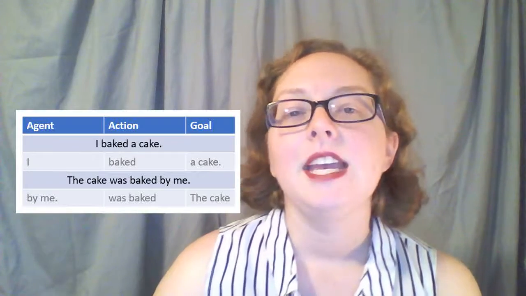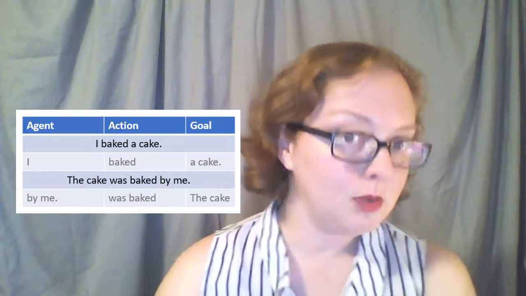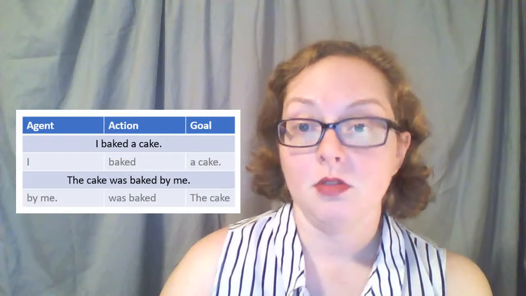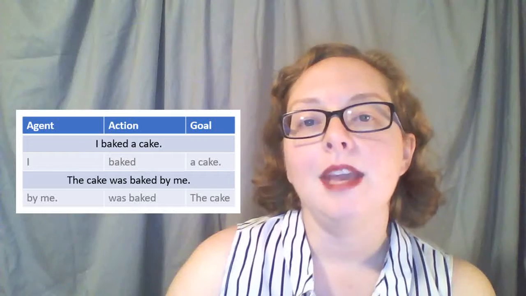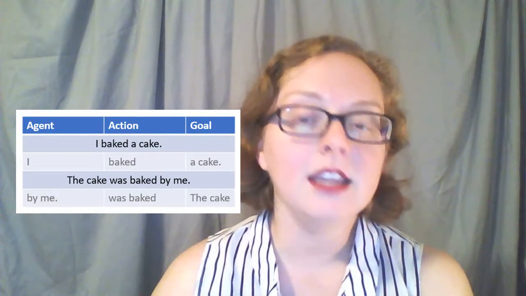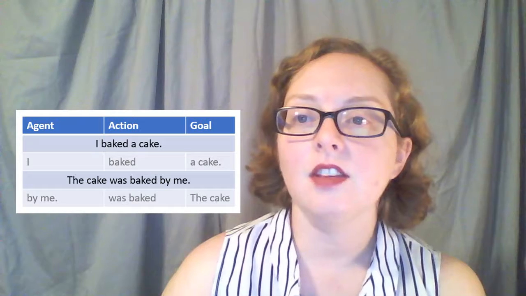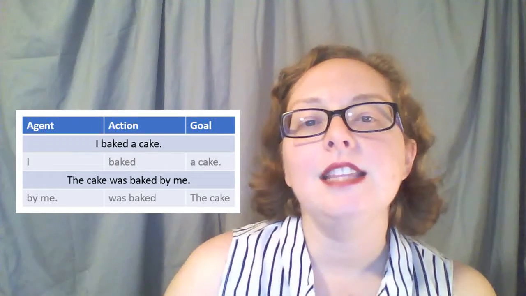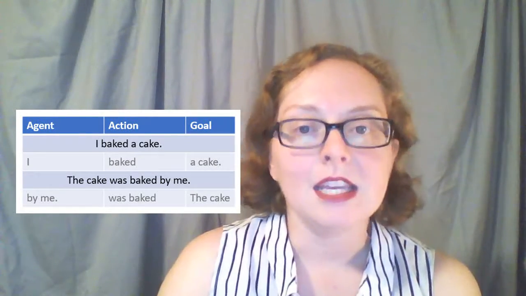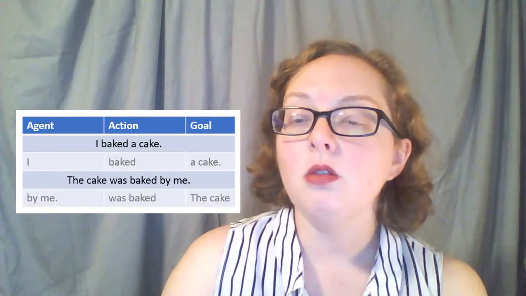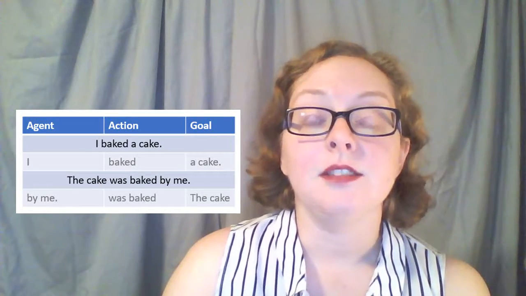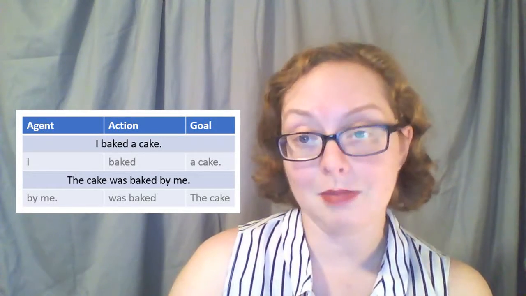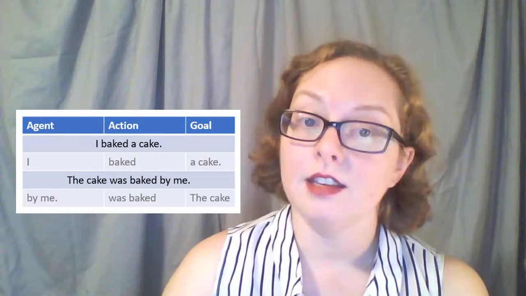To do that, let's break down sentences into three parts: the agent, or the character doing the thing, the action, or the thing that's being done, and the goal. In the sentence, "I baked a cake," the agent is "I," the action is "baked," and the goal is "a cake." In the sentence, "The cake was baked by me," the agent, action, and goal are all still the same. They're just in different parts of the sentence. The agent is "me," the action is "was baked," and the goal is "the cake."